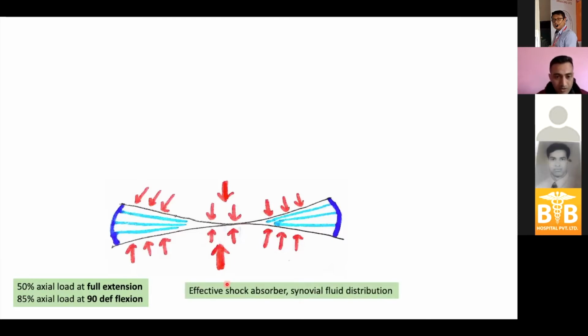So it not only acts as an effective shock absorber, but also it distributes synovial fluid. Let us imagine this meniscus is not present. Then the synovial fluid is not going to reach up to the femoral condyle, which is just above the meniscus. So it uniformly distributes the synovial fluid as well.